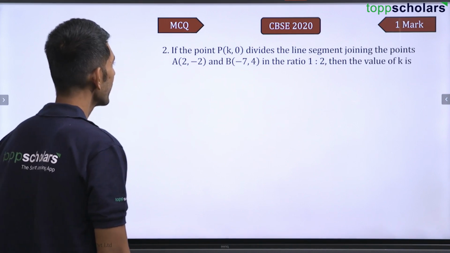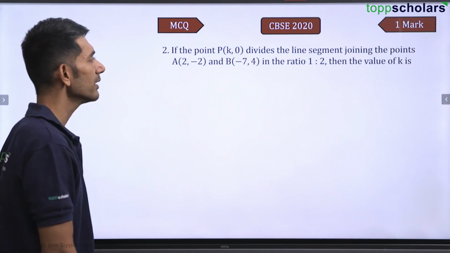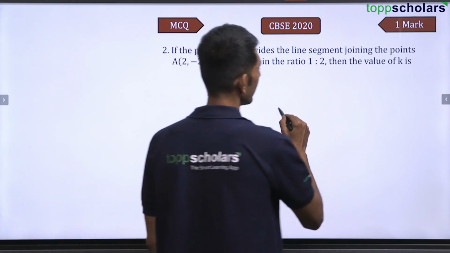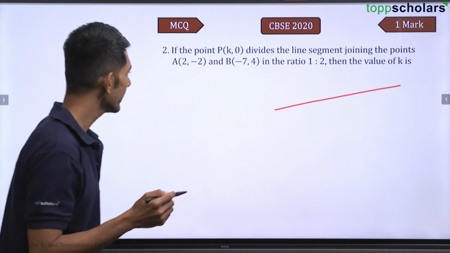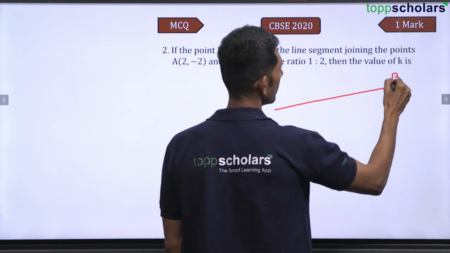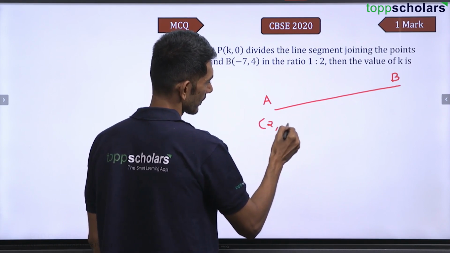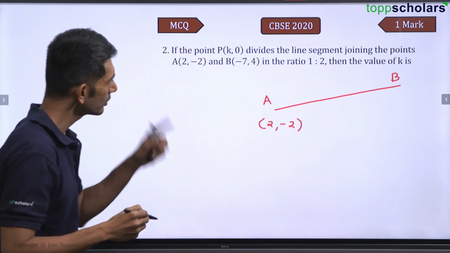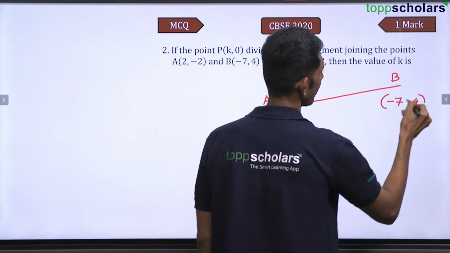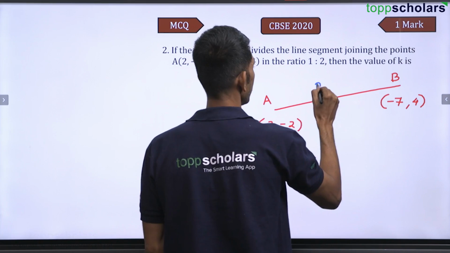Let's have a look at a new question now. It says, if point P divides the line segment joining the points A and B in the ratio 1:2, then the value of K is. Now understand, there is a segment, right? That segment is segment AB. So this is A, this is B. The coordinates of A are 2, -2. The coordinates of B are -7, 4. And there is a point. That point is point P, right?